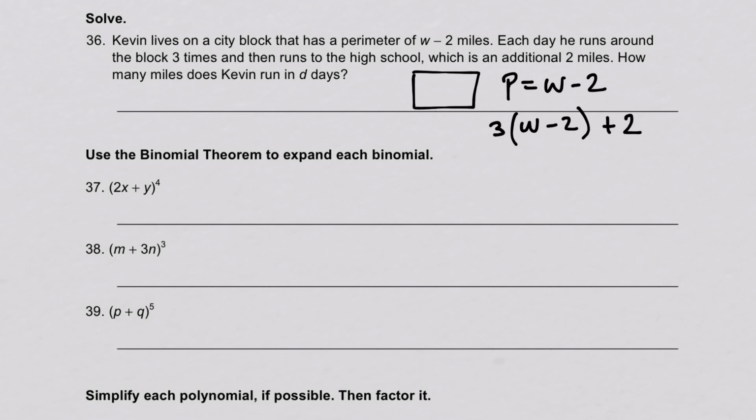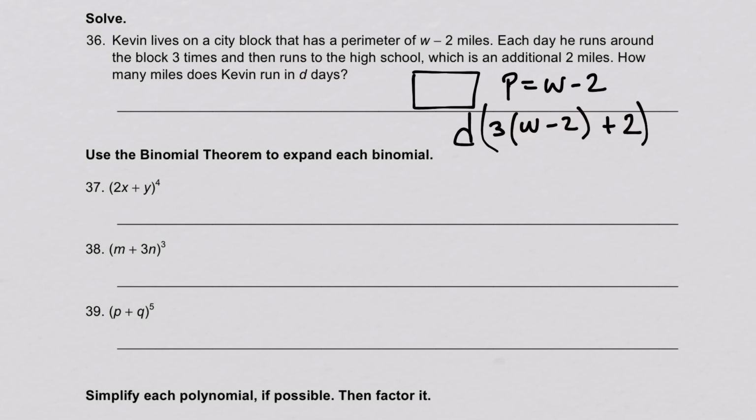And then the question is, how many miles will Kevin run in D days? So this right here that I just wrote is 1 day. In 1 day, 3 laps around the block, plus 2 miles to the school. So if we change the number of days to D, all you got to do is multiply the number of days times the expression. And so in however many days he runs, D, he can multiply that times however many miles he runs per day, and that'll be his total. There you go. That is the total expression right there.